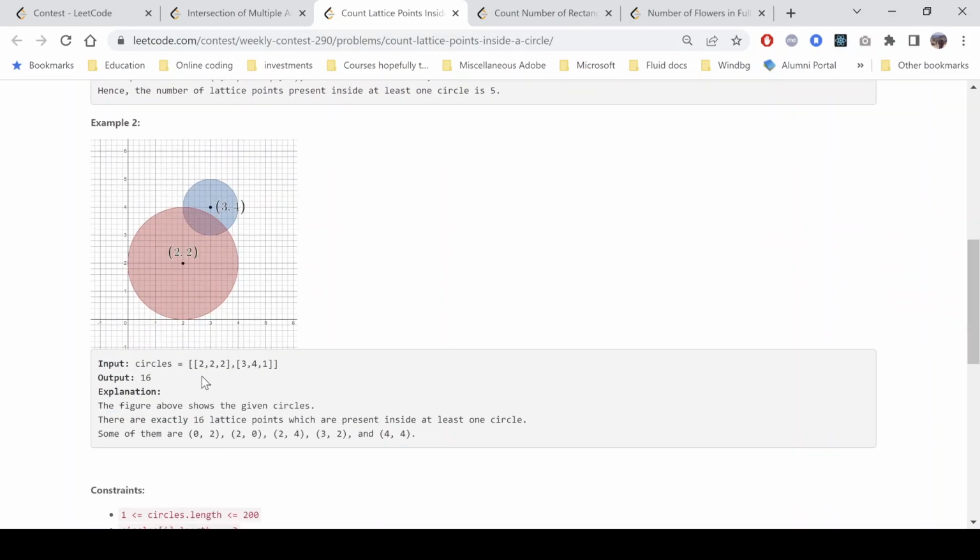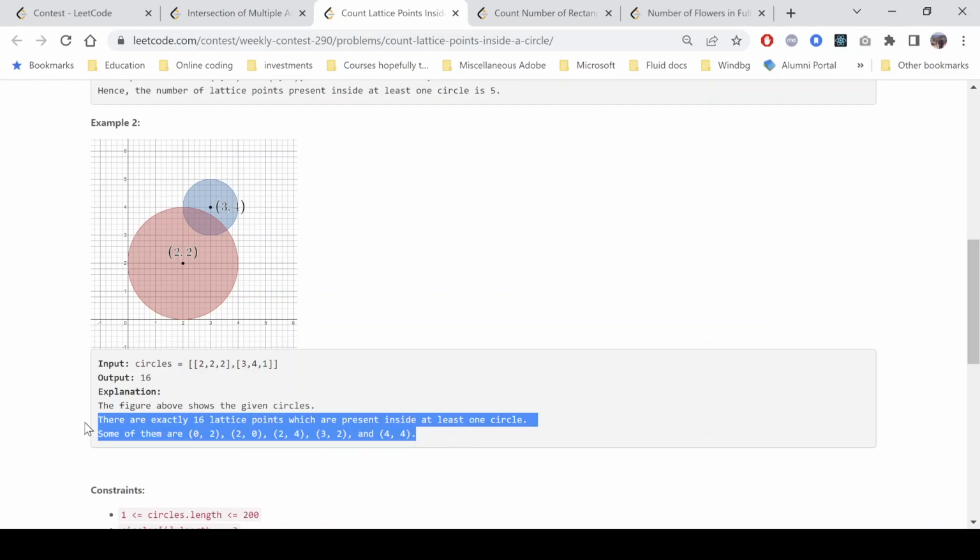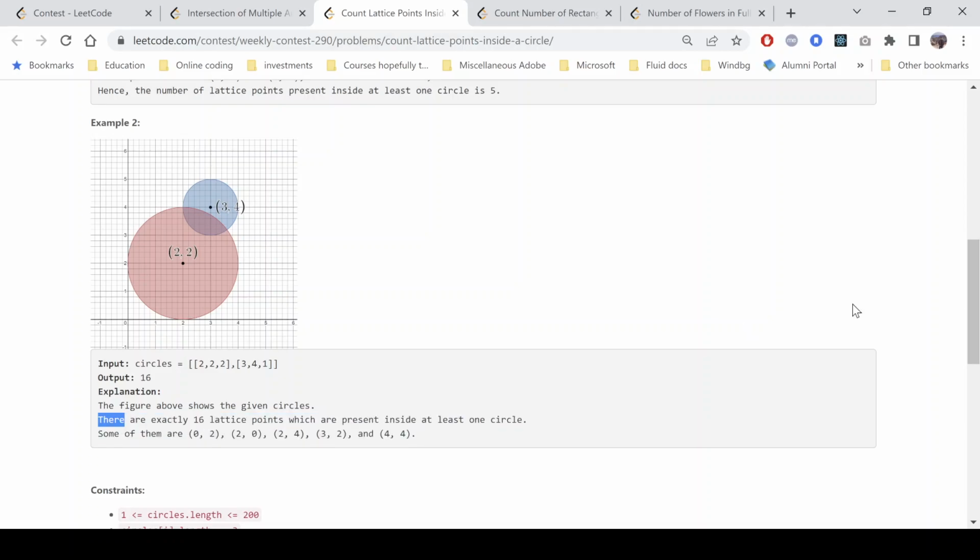Similarly, we can see example number 2. In this case, again, we are given two circles. One is 2, 2 and the radius is 2 again, the orange or red one, whatever you say. The second circle is 3, 4 with a radius of 1. So these are the two circles. And again, if we move from left to right, these are the points that are some of the lattice points. So we'll see how we need to compute it.